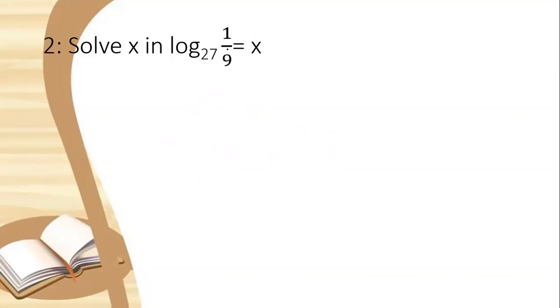Next, solve x in logarithm 1 over 9 to the base 27 is equal to x. Okay, so base 27, the equal is the exponent, then 1 over 9. Okay? 27 raised to x is equal to, to make it decimal form, 9 raised to negative 1. So here, we need the same base. We have a rule like that for exponential equations.